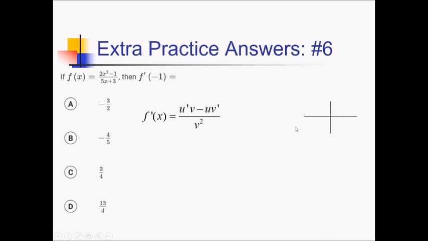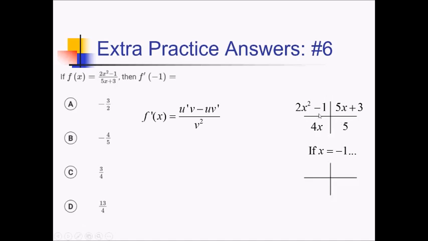I've got my numerator, 2x squared minus 1 going up here. And up here is my denominator, 5x plus 3. Down below are their derivatives, which are 4x and 5. And before I multiply things out and put it back together, I'm actually going to plug this -1 in inside the box. So, if x equals -1, what do each of these things equal?